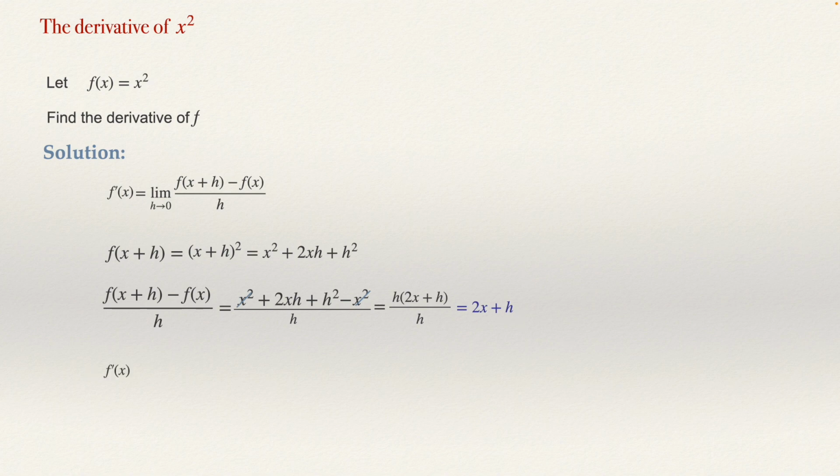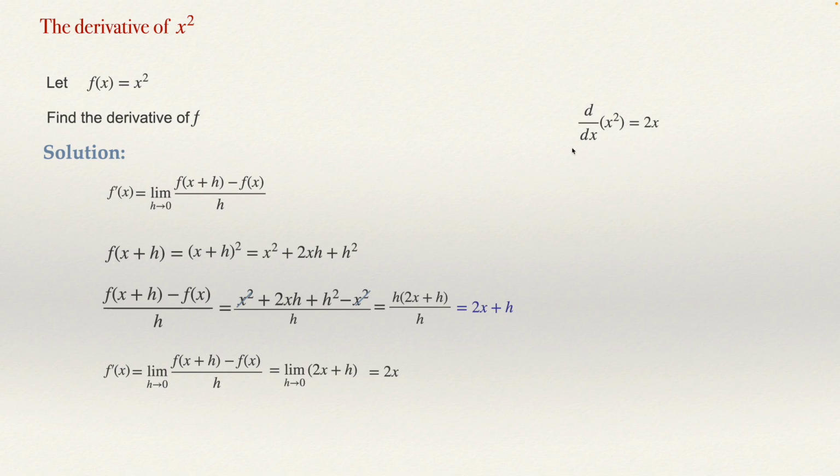So the limit as h approaches 0 of f of x plus h minus f of x over h will be equal to the limit as h approaches 0 of 2x plus h. That is the value of this ratio. And this is a limit that you can obtain easily just by substituting h by 0. So the answer here will be 2x. And that is, the derivative of x squared is equal to 2x. So we can write that the derivative of x squared will be equal to 2x.